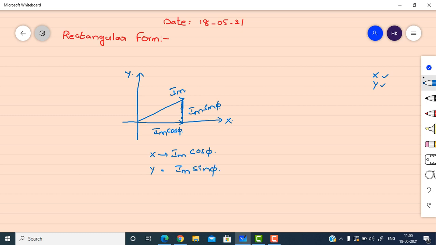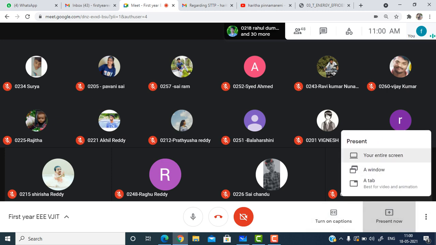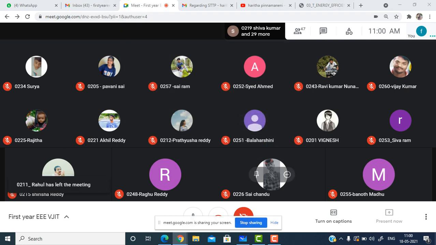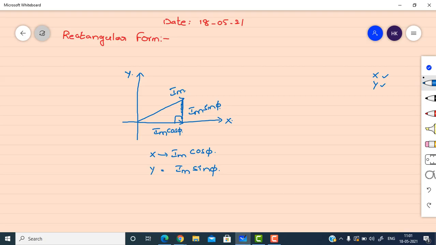If you observe these two components, sorry, I didn't share this. I forgot. Is it visible now?